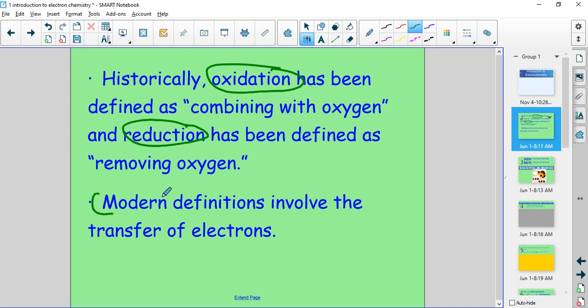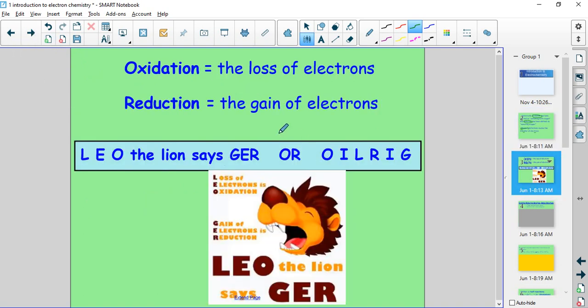The more accurate definition will be described right now, and that involves the transfer or the movement of electrons. So let's define this, and then we'll look at some examples. Oxidation essentially means the loss of electrons. So when an element or substance loses electrons, it's said to be oxidized. And reduction then means gaining of electrons.